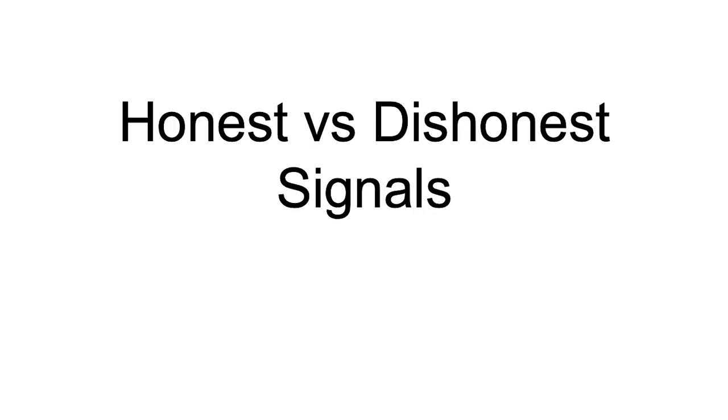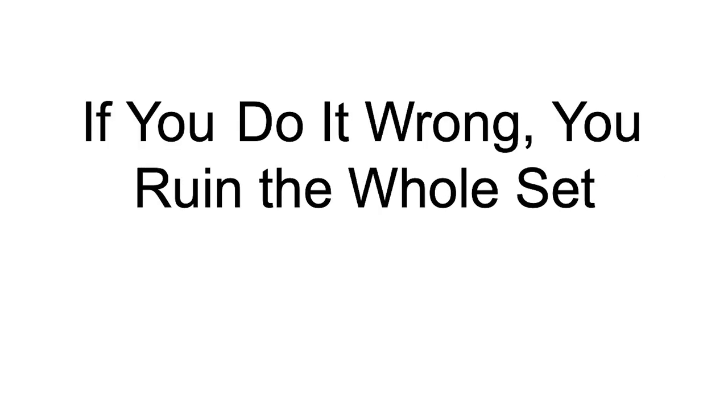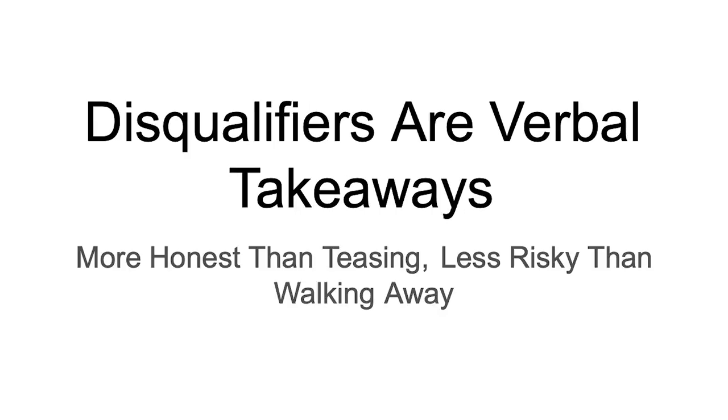It's very, very easy to fake words. You can say whatever, but actions are a lot harder to fake. So they're treated as much more trustworthy and much more genuine. And so teasing is helpful, but it's a relatively weak signal, right? Walking away is stronger because it can't be faked, and also because it's a risk. When you walk away, you are risking the entire interaction, right? If you do walking away wrong, you could ruin the whole set, but that's exactly why it's an honest signal and why it's powerful. And that brings us to disqualifiers.